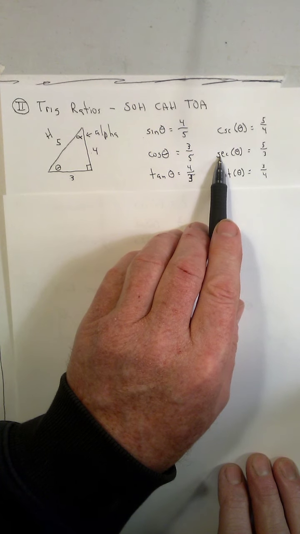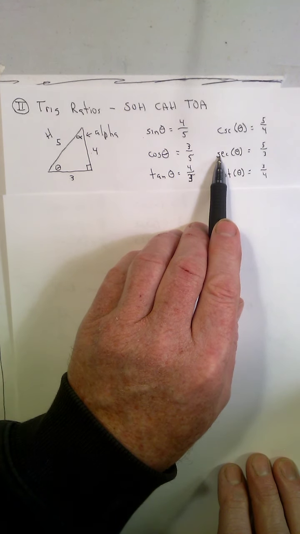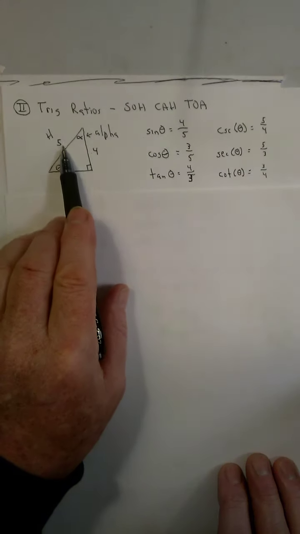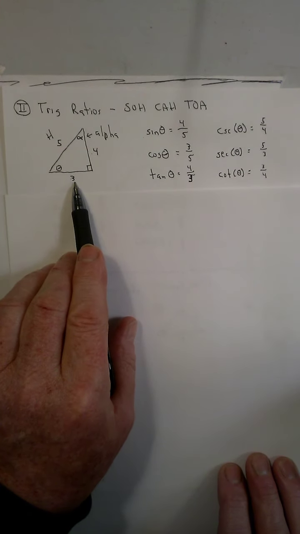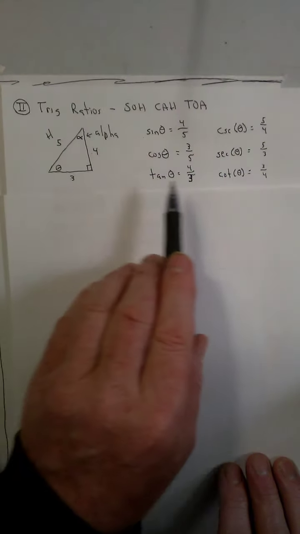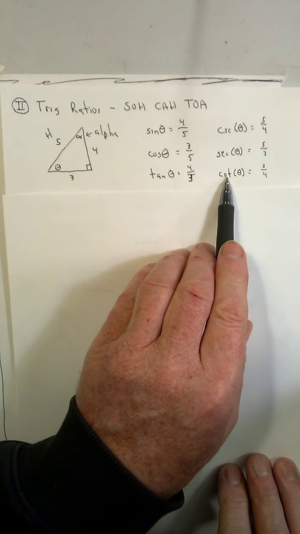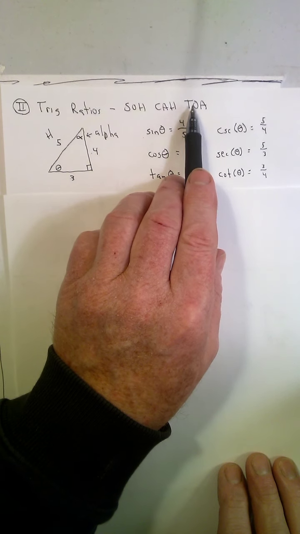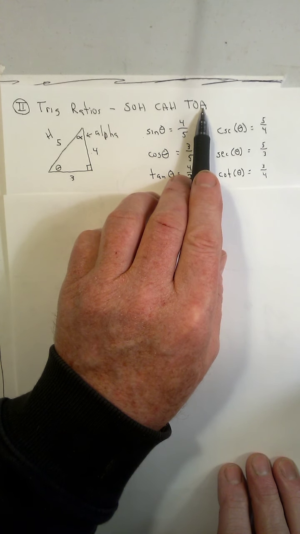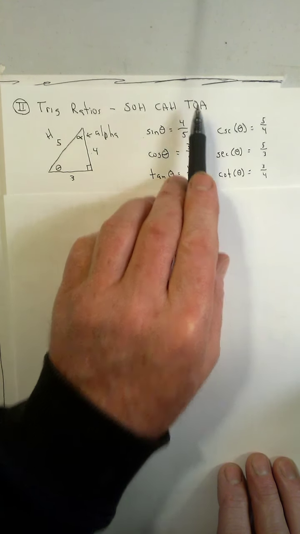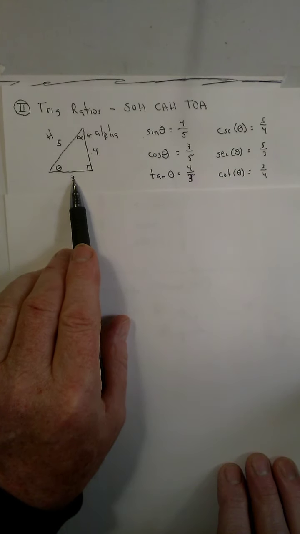Secant is the reciprocal of cosine. Hypotenuse over adjacent. Cotangent is the reciprocal of tangent. Tangent is opposite over adjacent. So cotangent is adjacent over opposite.